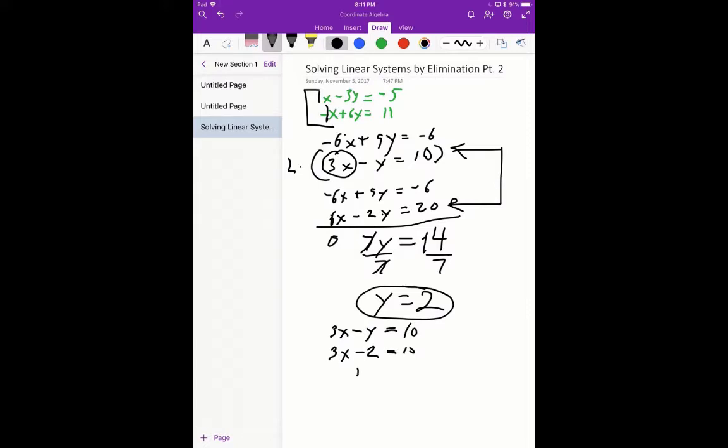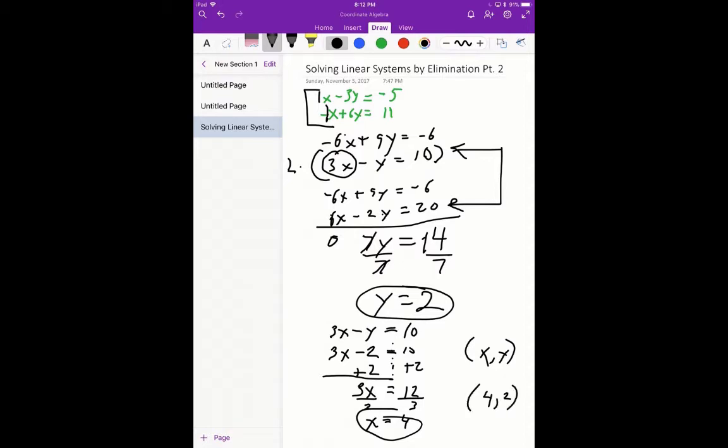Then we're going to add 2 to both sides. And when we say both sides, remember that means both sides of the equal sign. So this is going to be 3x on the left, and on the right it's going to be 12. 3x equals 12. Again, it looks like this is going to be an easy solution. If we divide 3x by 3, we get x. 12 divided by 3 is 4, and we have x equals 4. So what's our ordered pair? It's x, y, which is 4, 2.